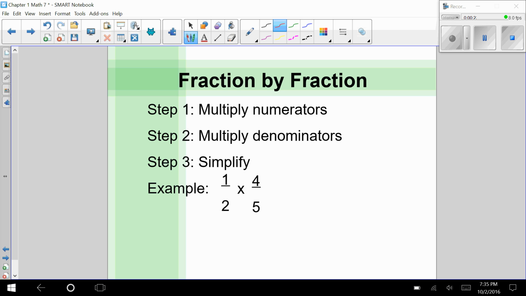So our example is 1/2 times 4/5. I will multiply the numerators, 1 times 4, and I will multiply the denominators, 2 times 5, and I will get 4/10. I know that 2 goes into both of these. My final answer is 2/5.